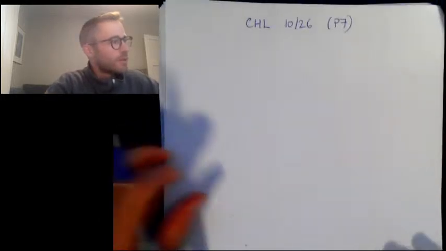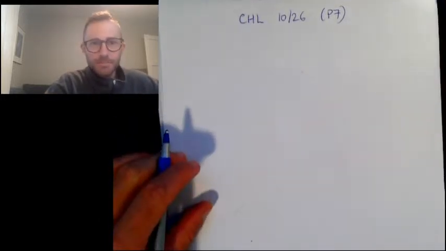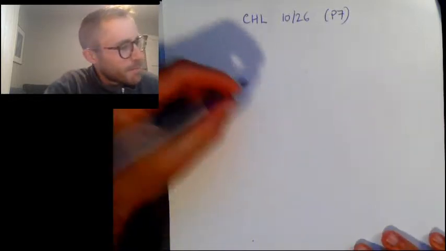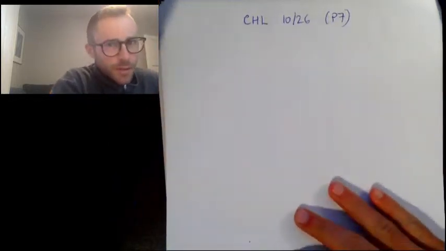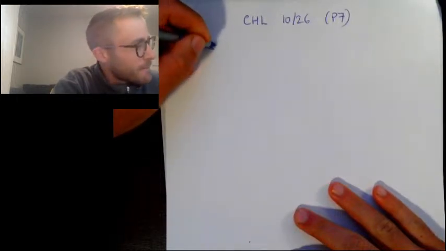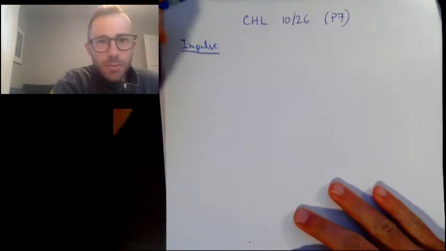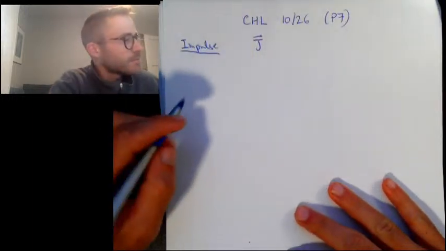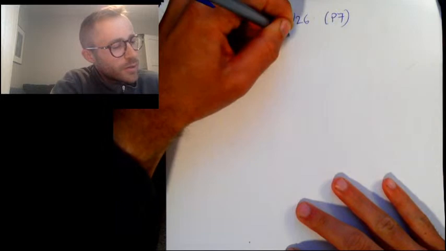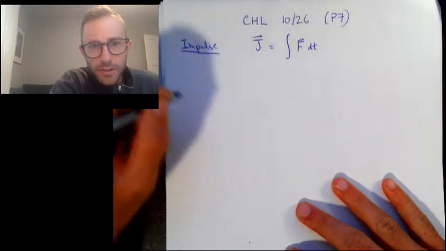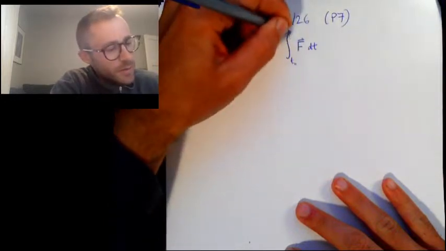All right. So this is going to be our last momentum lecture, and I'm going to have a little theoretical exposition at the end that I hope you will enjoy. So today's lesson is about something called impulse. Impulse is denoted by J. It is a vector, and it is equal to the integral of a force vector with respect to time, from t initial to t final.